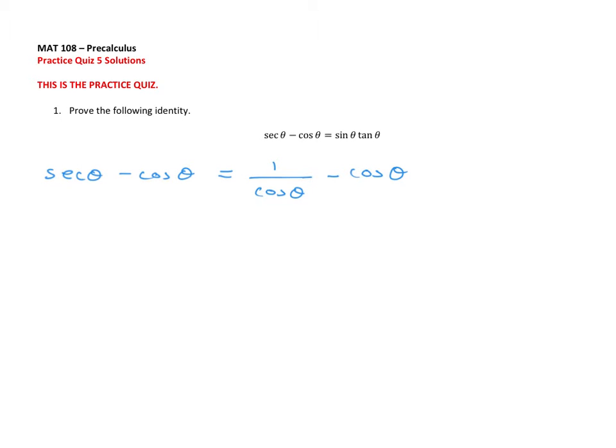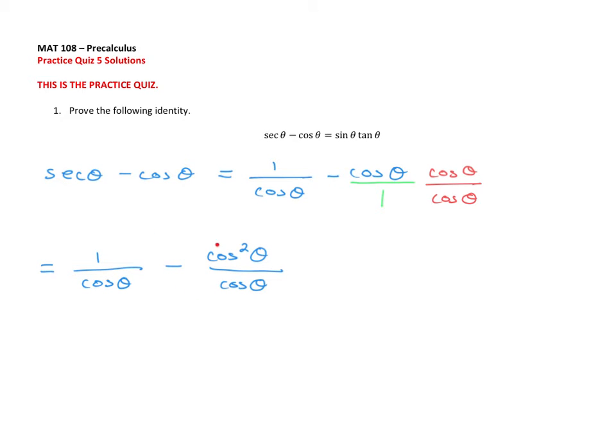I think what we could do next is subtract these two terms by getting a common denominator. That common denominator is going to be cosine of theta. So over here, I'm going to multiply the top and bottom by cosine of theta over cosine of theta. That will give me a common denominator of cosine of theta. And in the numerator, we have cosine squared theta. So I'll continue that work over here. But this is 1 minus cosine of theta minus cosine squared of theta over cosine of theta.